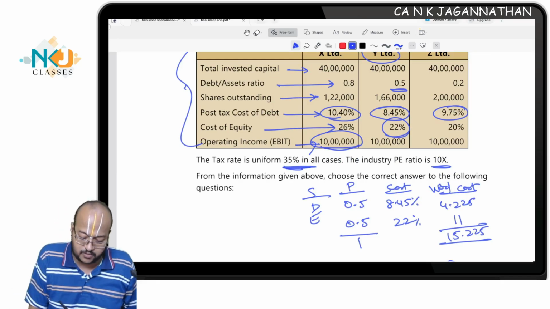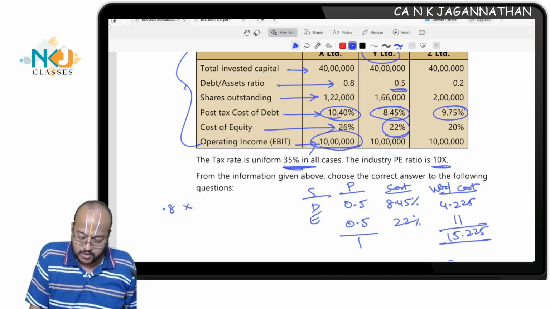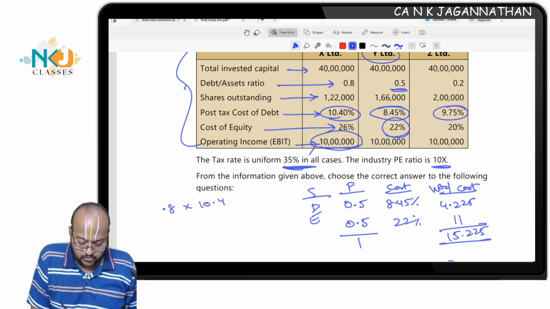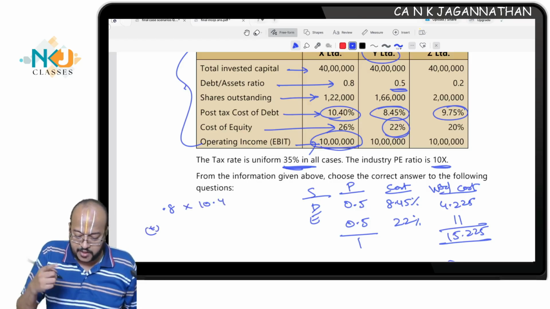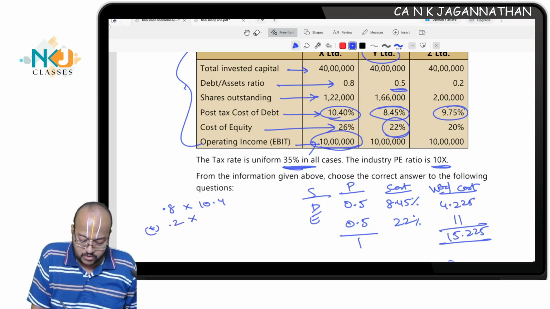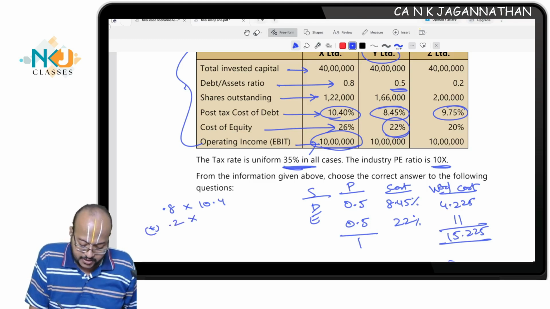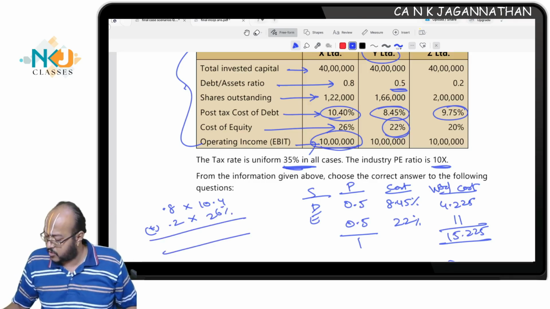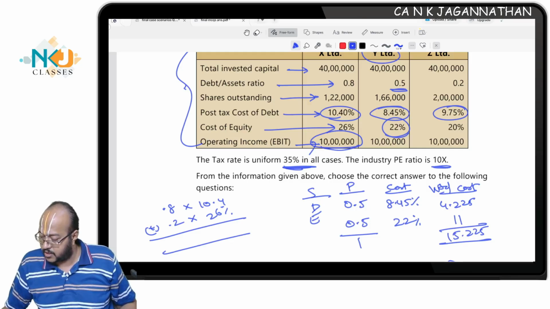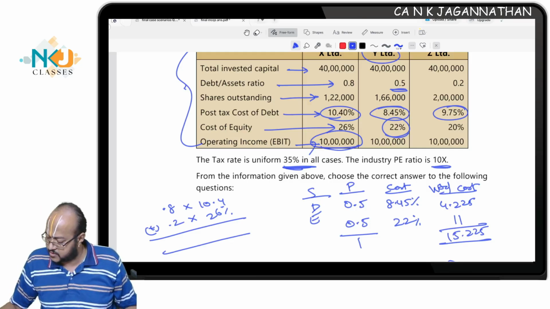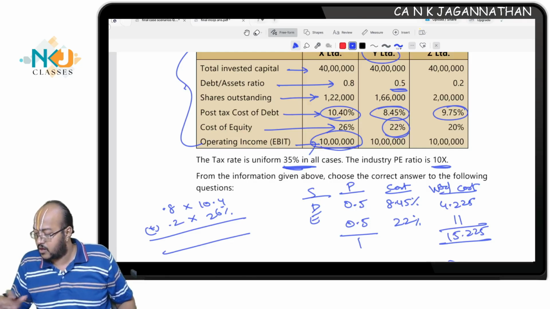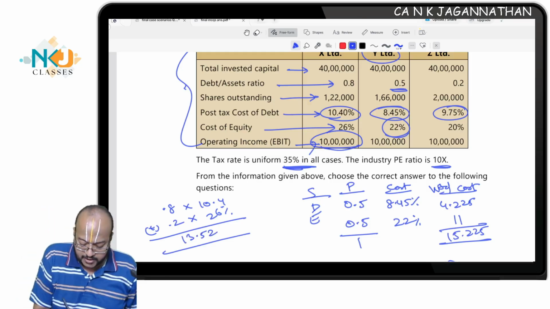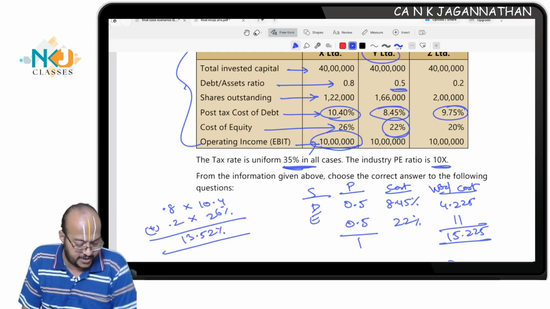See, we will compute it. Debt assets ratio same way. Here debt to assets ratio is 0.8. Debt into post tax cost of debt, 10.4, plus equity is 20%, 0.2 into 26%. How much are you getting? 0.8 into 10.4 is 8.32. Then 26 into 0.2 is 5.2. How much is that? 13.52. I'm getting as Ko. This is WACC, 13.52 is Ko.